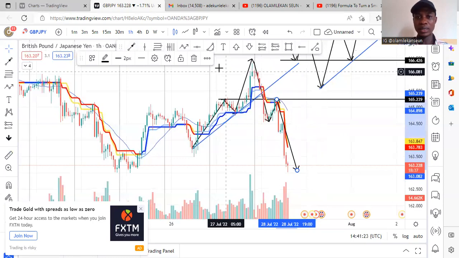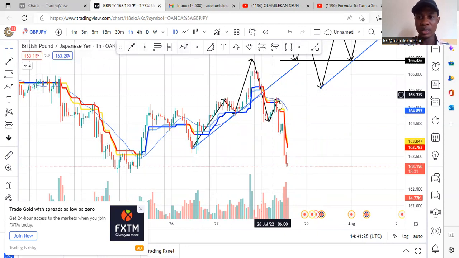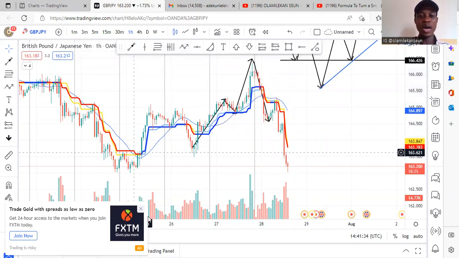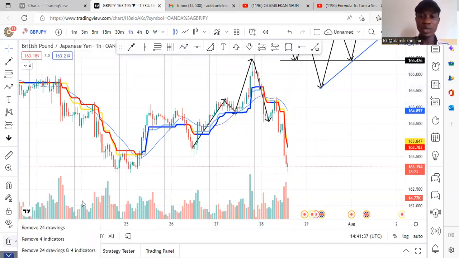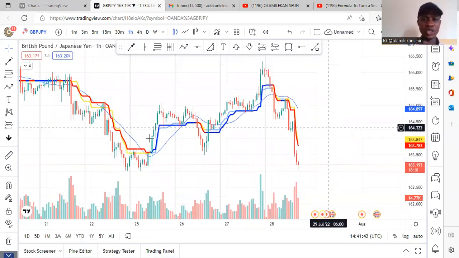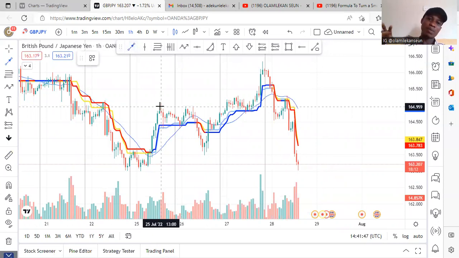Let's look at the inverted head and shoulder. We'll be using this same pair, GBP JPY, to identify the inverted head and shoulder that we have in the market. So let's quickly look at it. If you understand the inverted head and shoulder, you should know that the market is actually coming down. So from this point, this actually shows the inverted head and shoulder, but not on a clearer view.